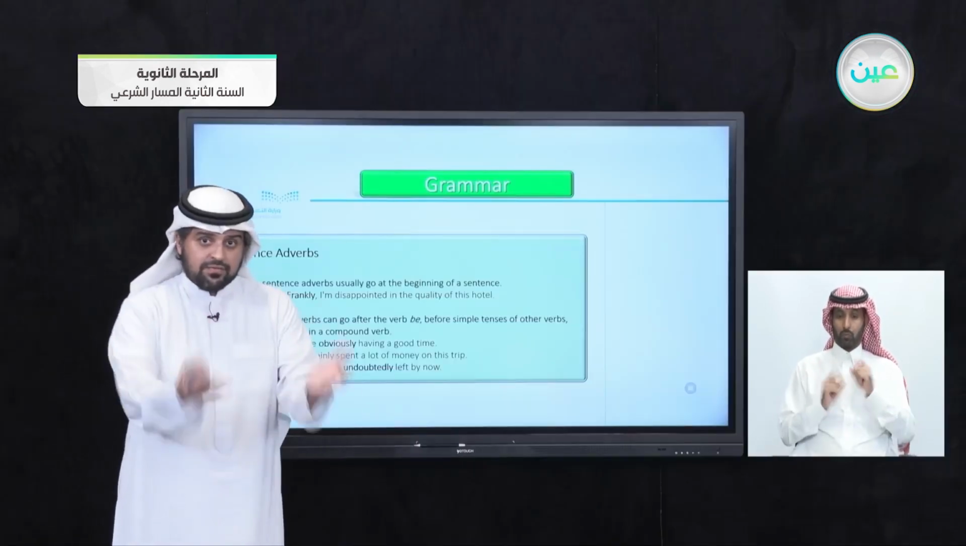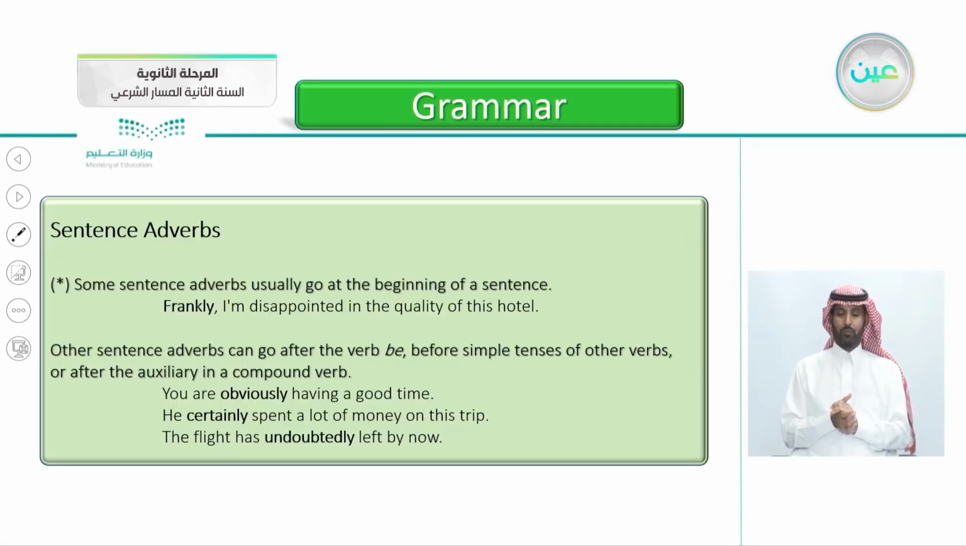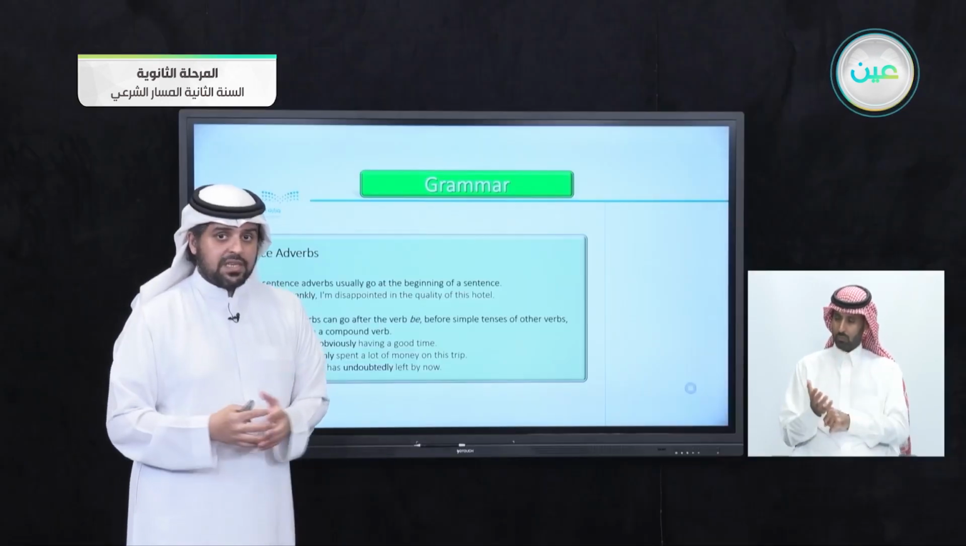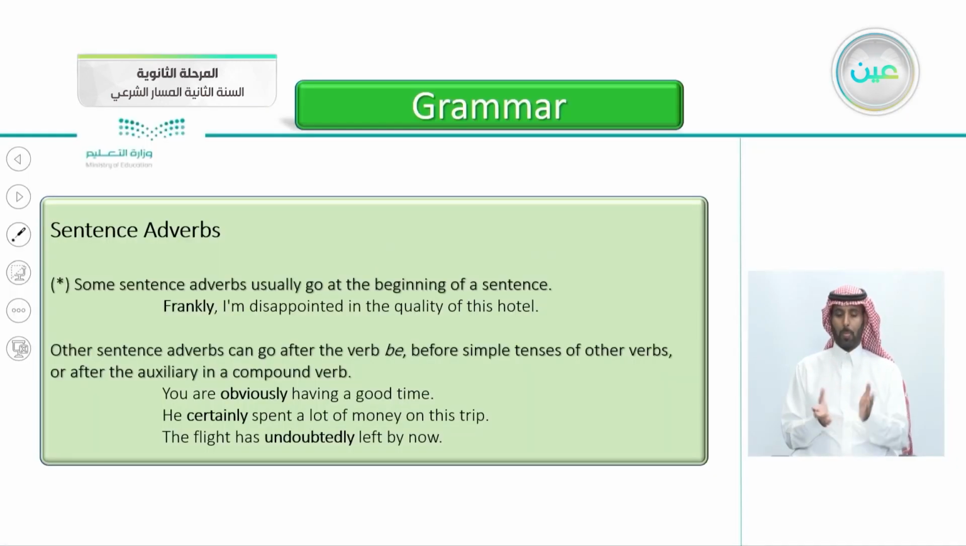Obviously, something right in front of me, I can see it. You are obviously having a good time. He certainly spent a lot of money on this trip. So this one is before simple tenses. This is simple past. He certainly spent a lot of money on this trip. Certainly, it means that the attitude of the speaker here is that he is sure about this matter. He is sure about something. He certainly spent a lot of money on this trip.